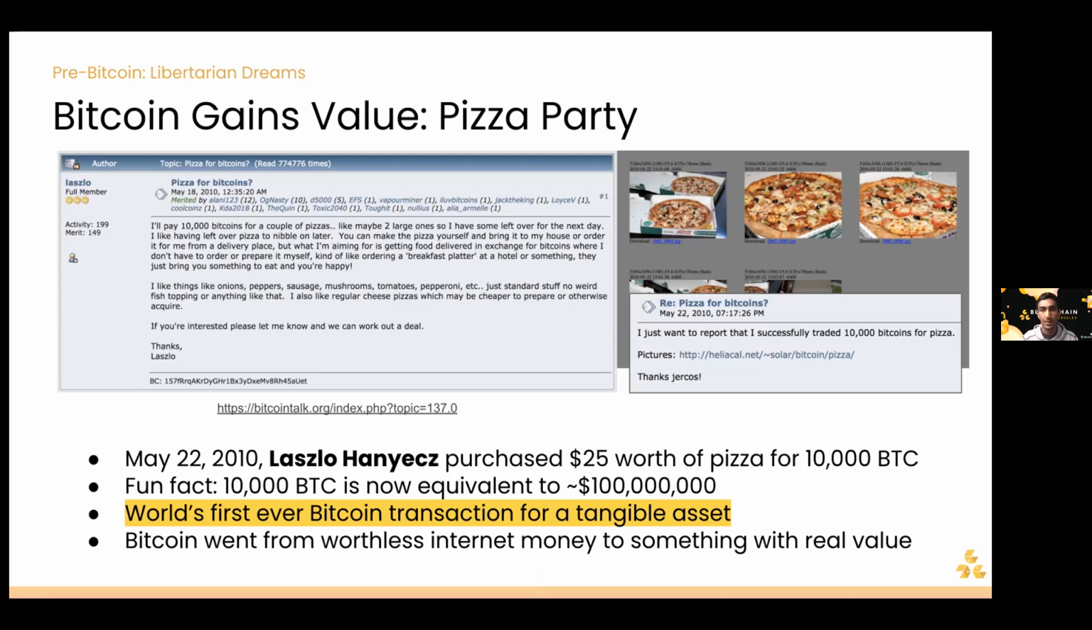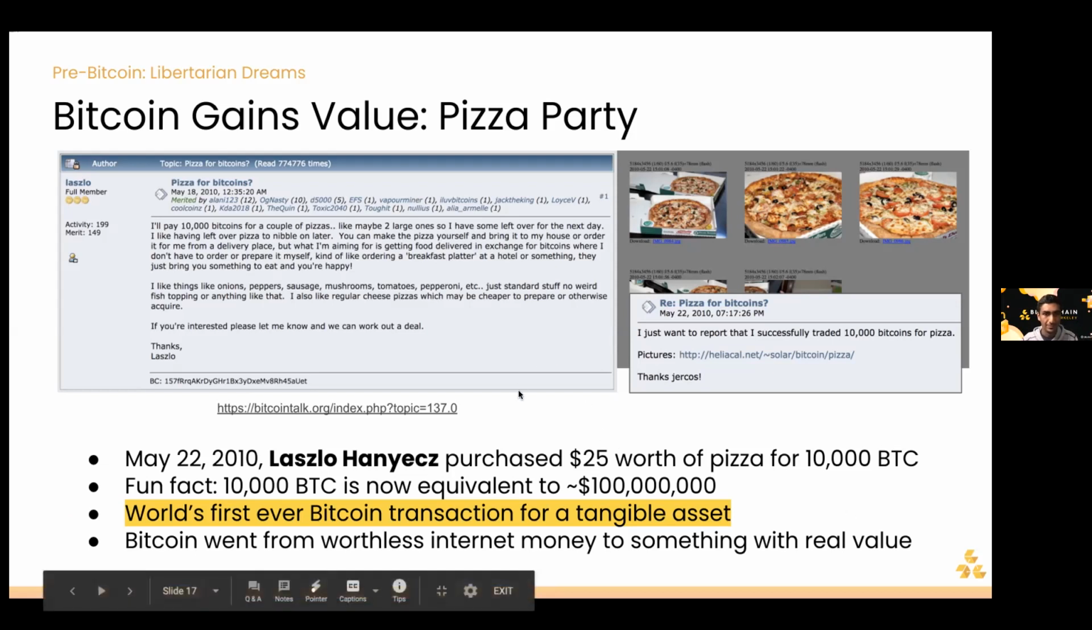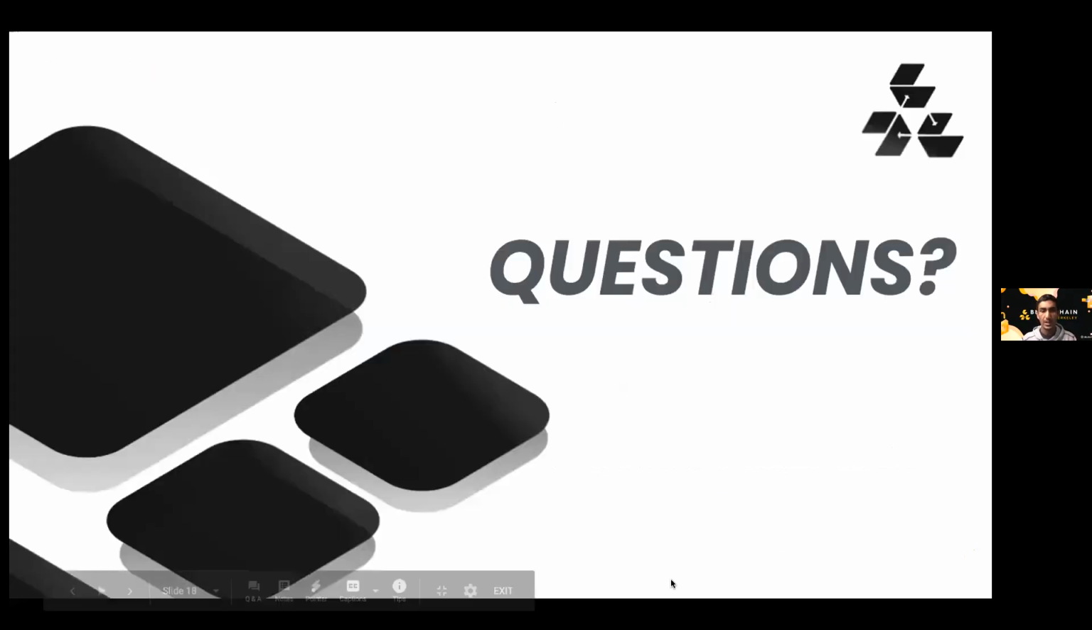It started off with a pizza party. On May 22nd, 2010, Laszlo Hanyecz purchased $25 of pizza for 10,000 Bitcoins. And if you know now, 10,000 Bitcoins multiplied by $40,000 is quite a bit of money. So that is the world's first ever Bitcoin transaction for a tangible asset. And Bitcoin at this moment went from something worthless to something with real value that is agreed upon. So if you look at this forum post from Laszlo here, you can see where they were discussing, maybe I'll buy pizza with Bitcoin. So this is really just a technology born on the internet. It's really cool. So any questions here so far?